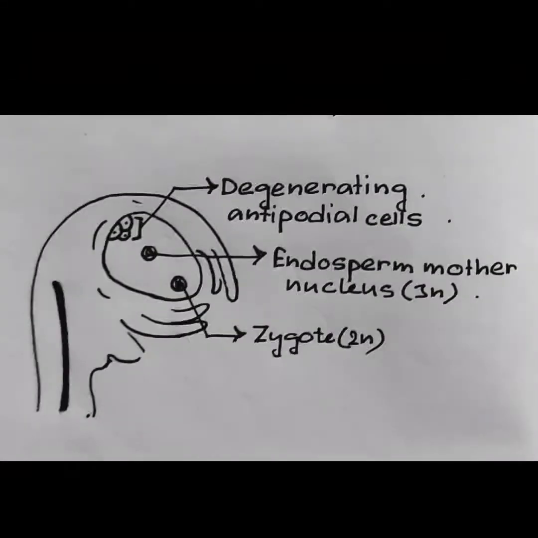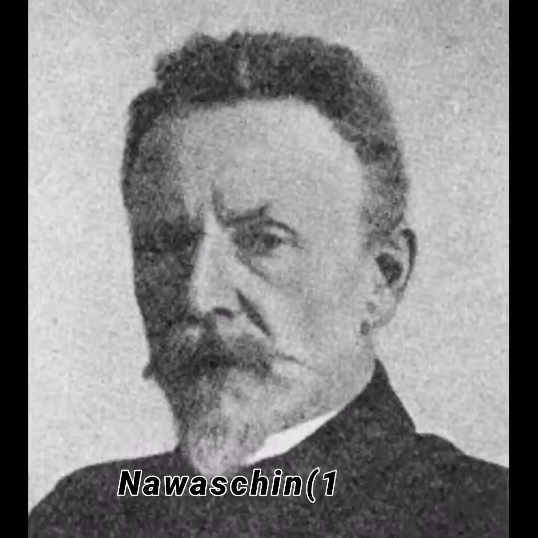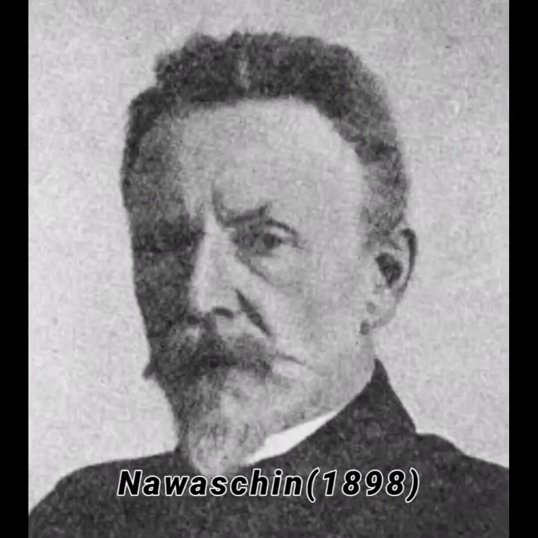After release from the pollen tube, the male gamete fuses with the egg and forms the zygote. This is syngamy or true fertilization. Then the second male gamete fuses with the secondary nucleus and forms a triploid nucleus, which is called the endosperm mother nucleus, and this is the triple fusion. As two male gametes take part in the process, it is called double fertilization. Double fertilization was observed by Nawaschin in 1898 in the species of Fritillaria and Lilium.